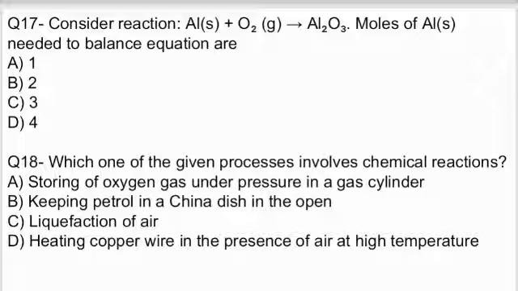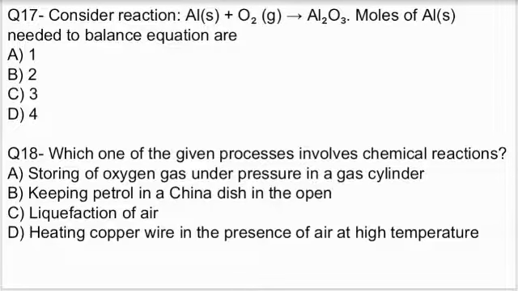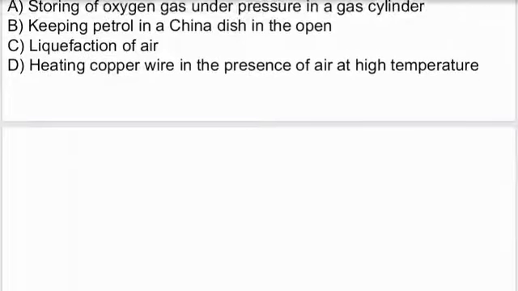Next question. Which one of the given processes involves chemical reactions? Options. A. Storing of oxygen gas under pressure in a gas cylinder. B. Keeping petrol in a china dish in the open. C. Liquefaction of air. And D. Heating copper wire in presence of air at high temperature. The correct option is D. Heating copper wire in presence of air at high temperature.